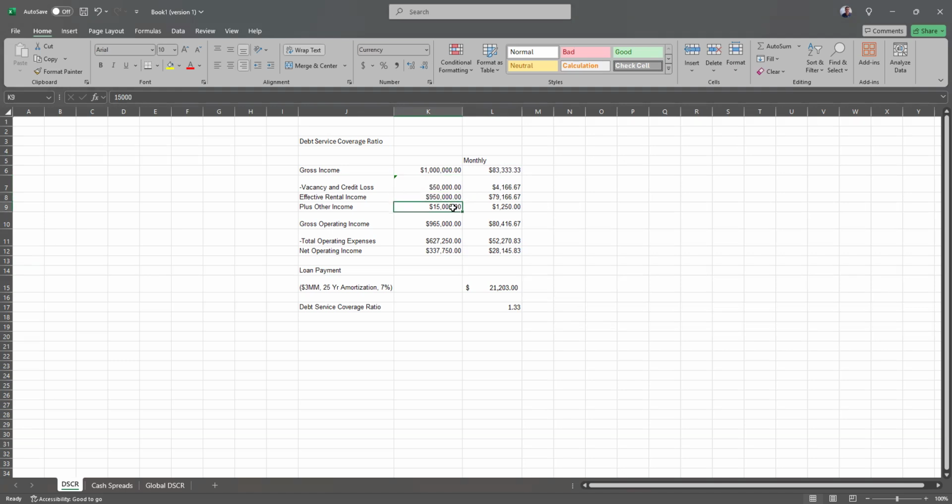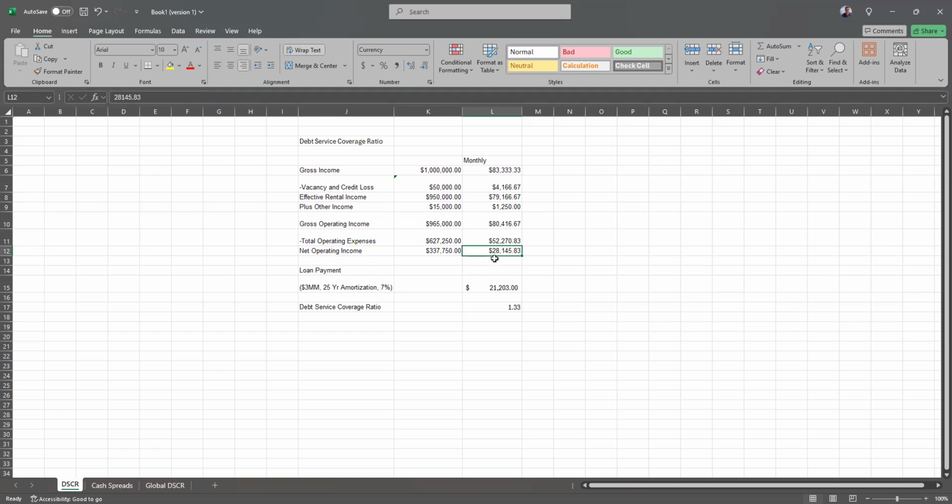You can have some other income in there from parking to laundry, etc., CAM, whatever it is, doesn't matter. It's usually minimal that you can prove that you actually collect that. Add that in, you've got your gross operating income. You subtract out your total operating expenses. I'm not going to itemize all those for this video, but it should be roughly 65% of that gross operating income. So right now we're tracking at 627 for operating expenses. That leaves us a net operating income of $337,750 or $28,000 and some change a month.